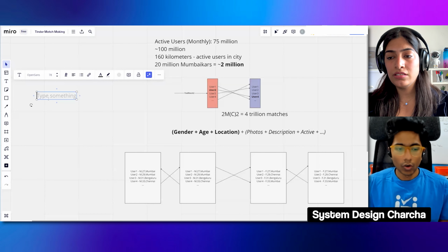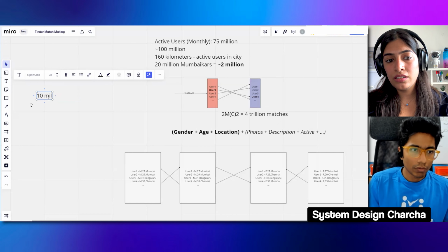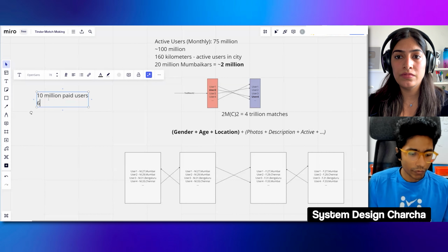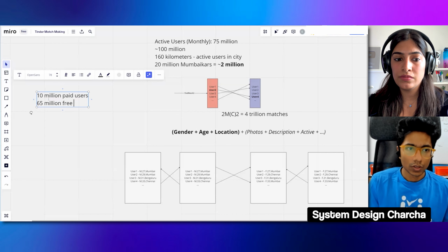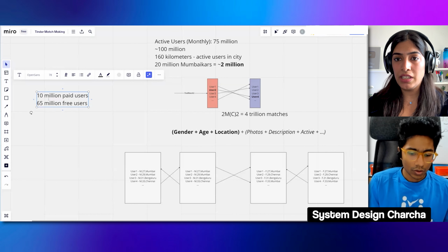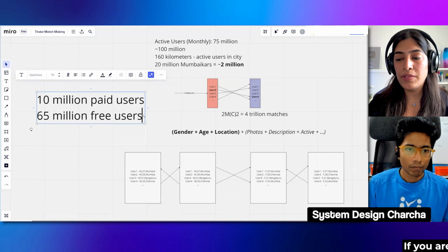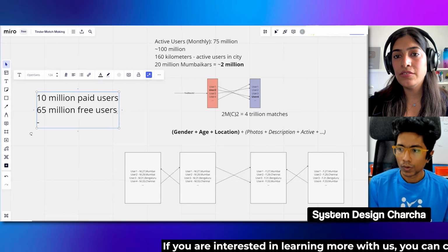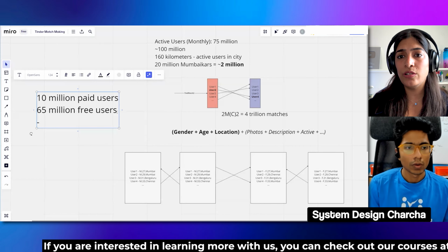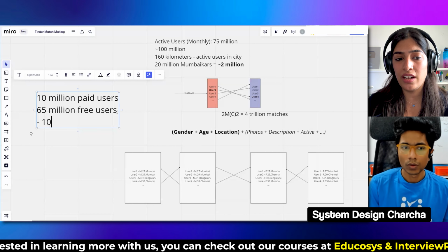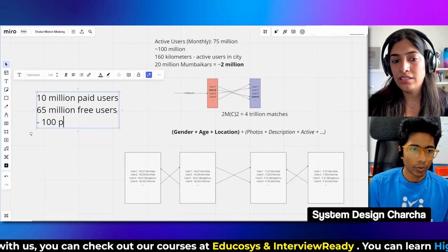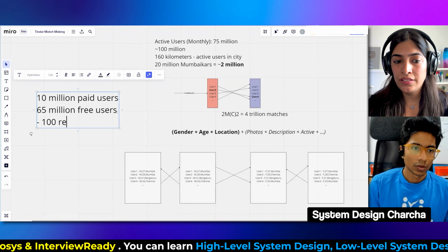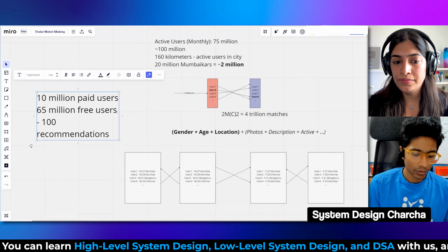Pay us more. Yes. Okay, so there are 10 million paid users on Tinder, and the rest, 65 million, are free users. So let's see for these 65 million, let's say 100 recommendations. That is a max case that I'm taking. It would be 10 or 20, but taking a max case, 100 potentials per user per day.